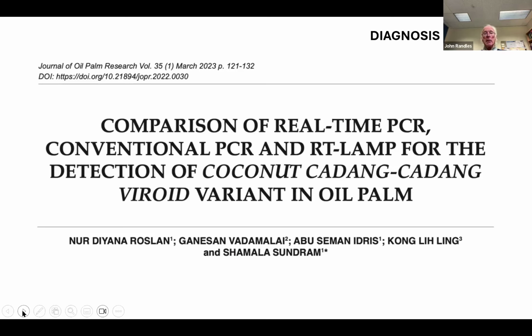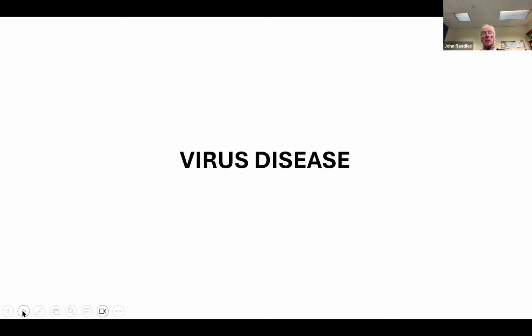So you can see now that the methods that are available are real-time PCR, standard conventional PCR, and also an isothermal RT-LAMP procedure, which doesn't involve PCR equipment. It can be done in a tube using an enzyme which will operate at constant temperature. So the work on diagnosis is now being done in Malaysia. Now let's move on to the virus disease.